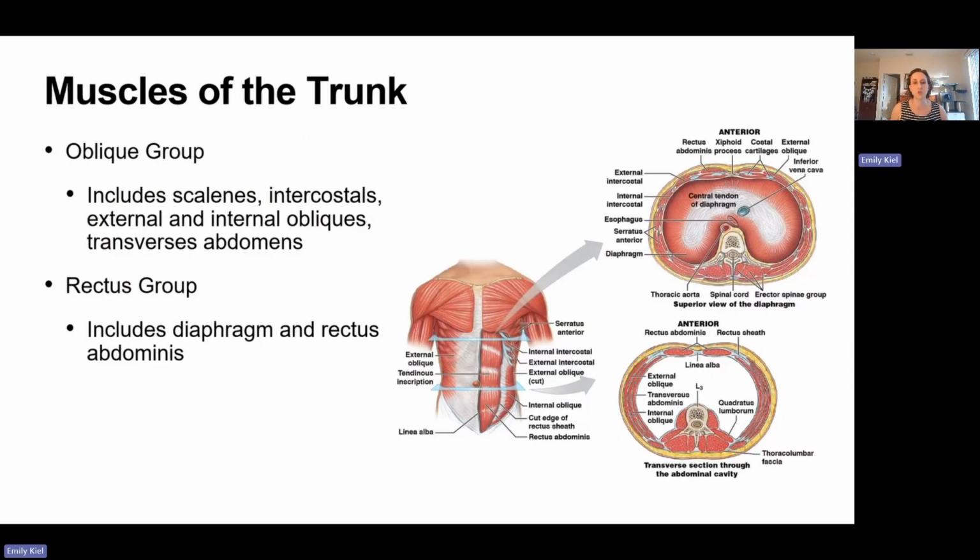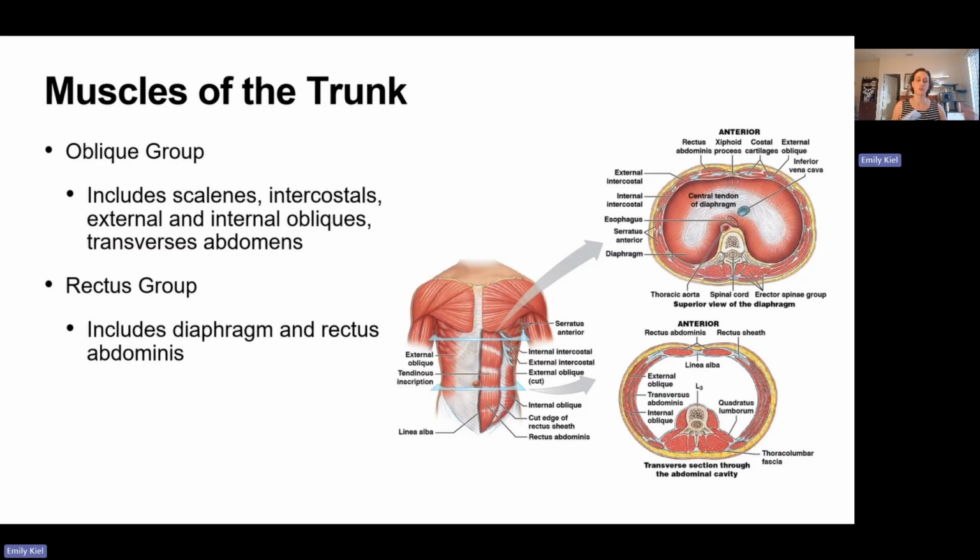We've got muscles of the trunk. Know that in our category of axial muscles, muscles of the trunk include the oblique group. And that's not only your external and internal obliques, but also your transverse abdominis, your scalenes, and your intercostals. And then you've got your rectus group, which is your diaphragm.